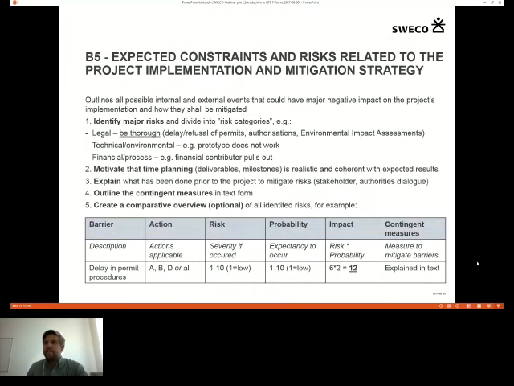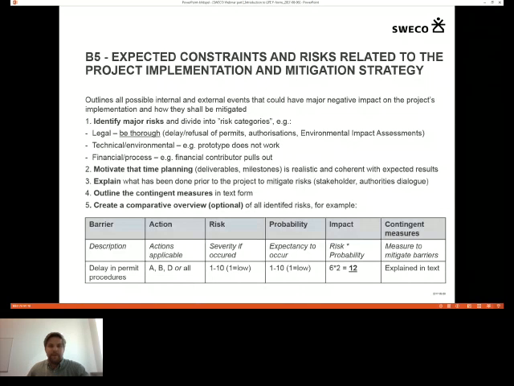Then one part that is extremely important is the risk management. It is important in all EU-funded programs for a good reason. In this section, you need to outline all possible internal and external events that could have impact, or at least mainly negative impact, on the project, as well as some sort of strategy for how these different risks will be mitigated. I have tried to make a little stepwise guide.